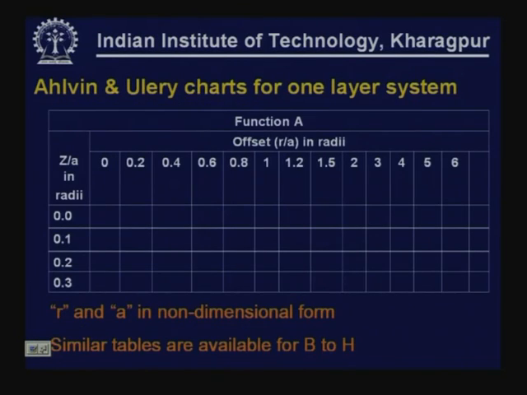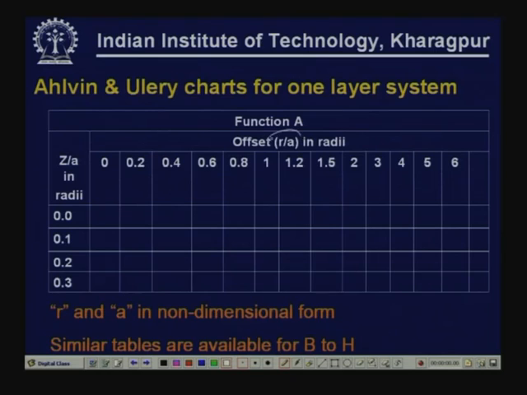Typically, the charts look like this. For example, for determining the value of function A, if you know the location of the point in the pavement, that is radial distance and depth from the surface, this can be expressed in terms of radial offset given by r by a, where a is the radius of the load contact area, and z by a. So, the corresponding value of A can be selected from this table. We have similar tables available for all the other coefficients B to H.